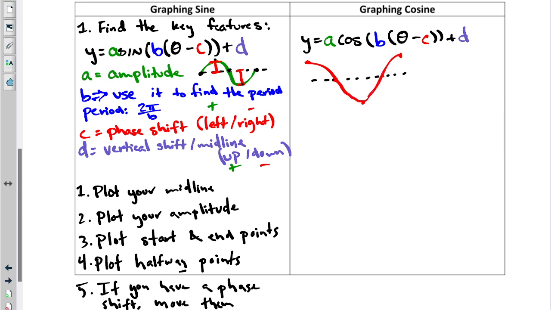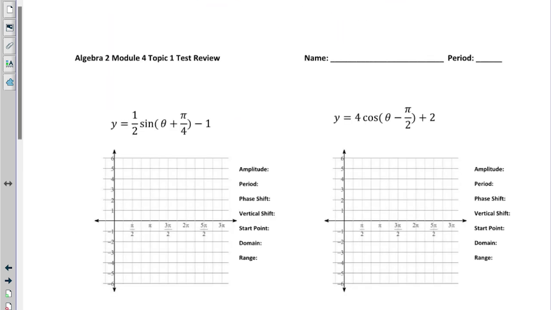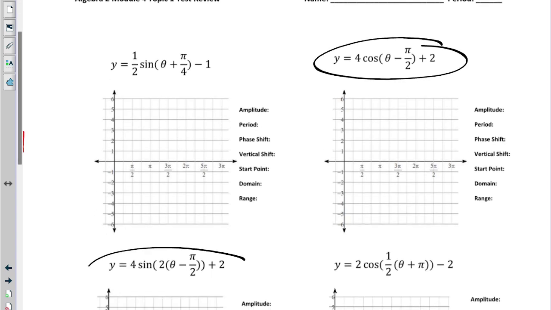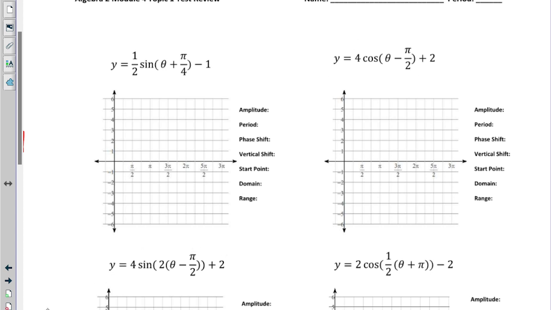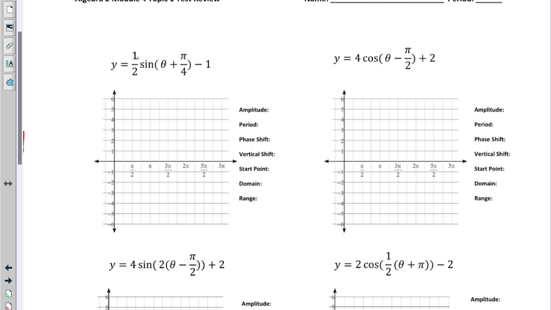All right, let's do an example. Let's do a couple examples. So I'll pick 2 of these graphs to do. Let's do this one and this one. How about that? Okay. No, I'll do this one and this one. Okay. So first things first, we have to find our key features.